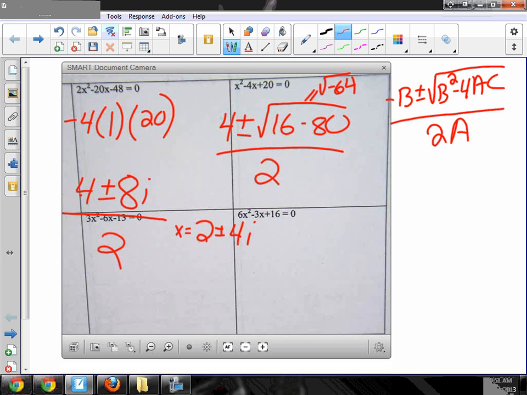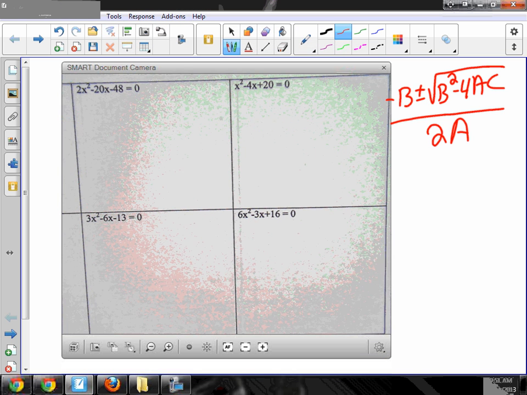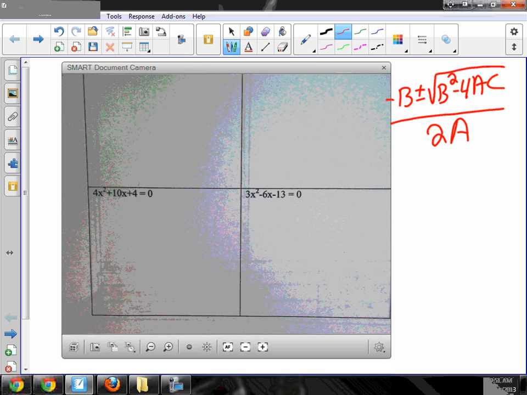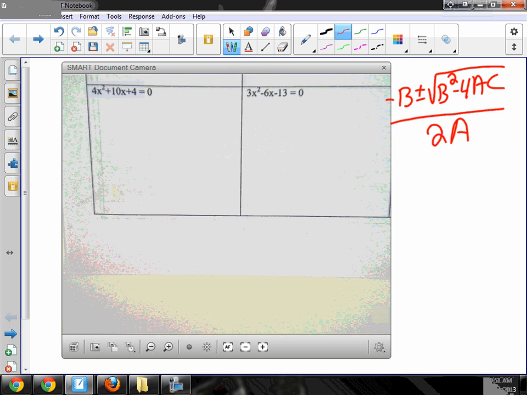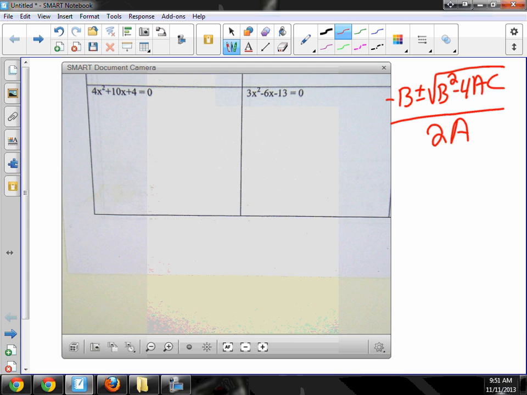Okay, let's do the next one. Can I divide anything out? I can divide out a 2, and dividing it out makes the problem easier to work. If you don't divide it out, you'll still get the right answer, but you'll have to simplify in the end. So if I divide that by 2, I get 2x squared minus 5x plus 2.